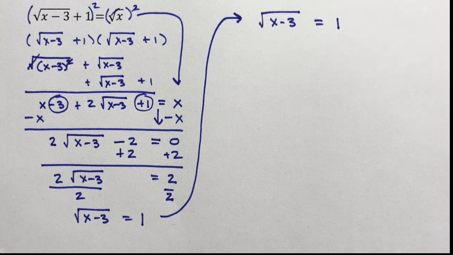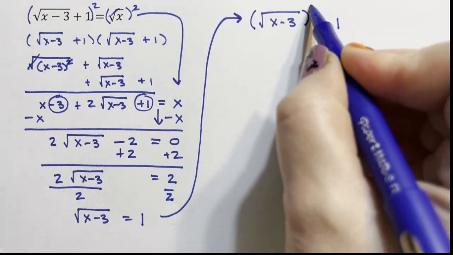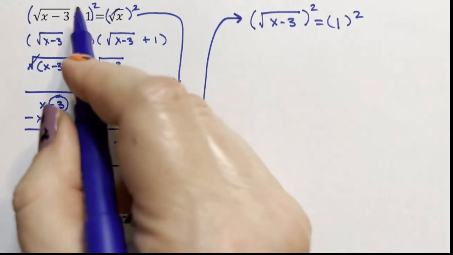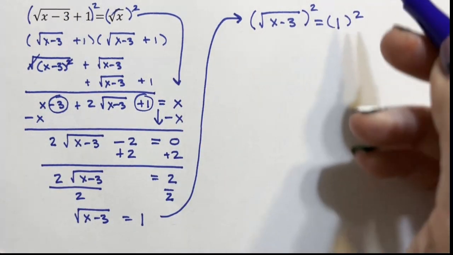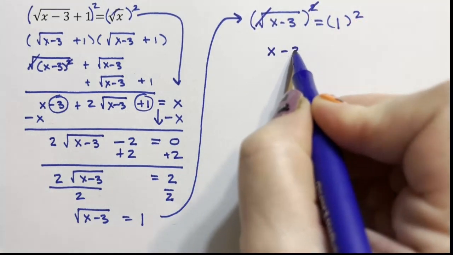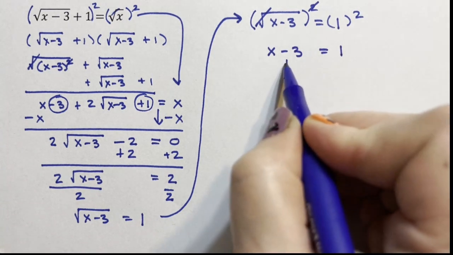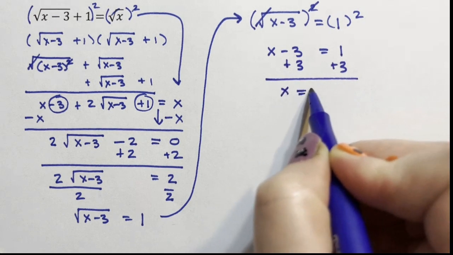So now I have a square root. And when you have a square root, you have to square. So I'm going to square both sides. But this time on the left-hand side, I only have a single term. I don't have the binomial that I had on the original problem, just a single term. So this time, those can just cancel, leaving me with x minus 3 equaling 1. Then I can add 3 to both sides. And I have x equaling 4.